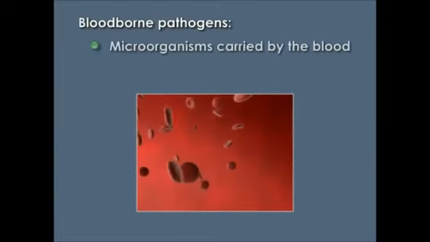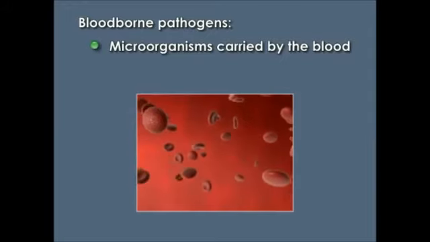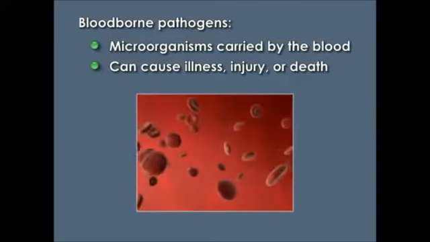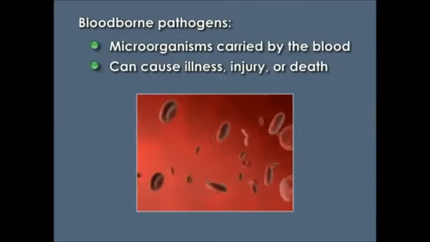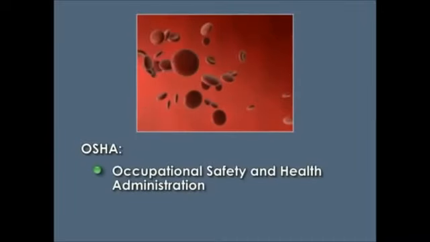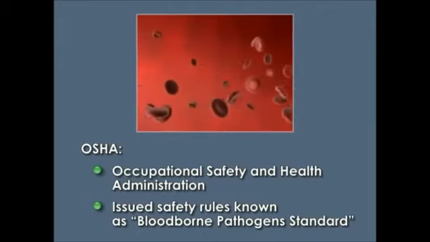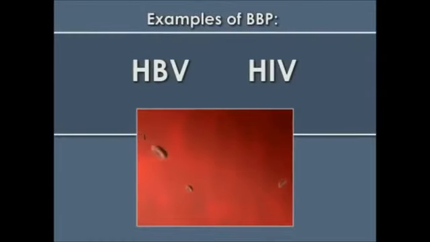Blood-borne pathogens are microorganisms carried by the blood that cause disease in people. These viruses or bacteria can cause illness, injury to the body, and even death. Because of the danger posed by blood-borne pathogens, the government regulatory agency known as OSHA, or the Occupational Safety and Health Administration, has issued safety rules known as the Blood-borne Pathogens Standard to help increase awareness and prevent the spread of disease. The next sections will cover a few types of blood-borne pathogens.